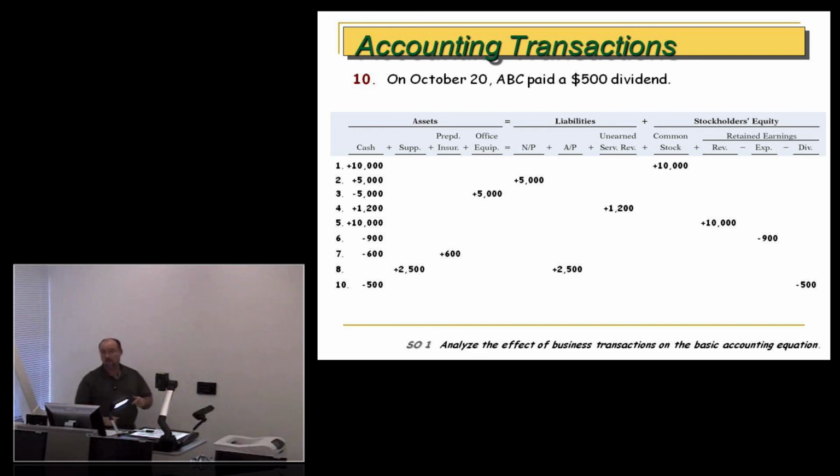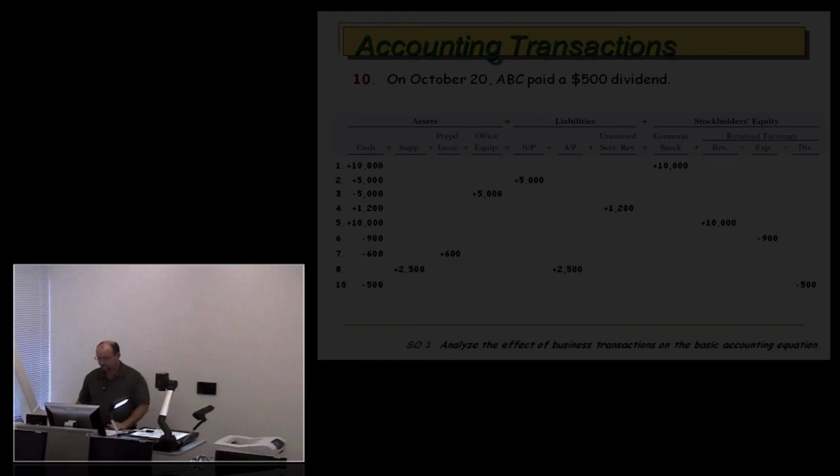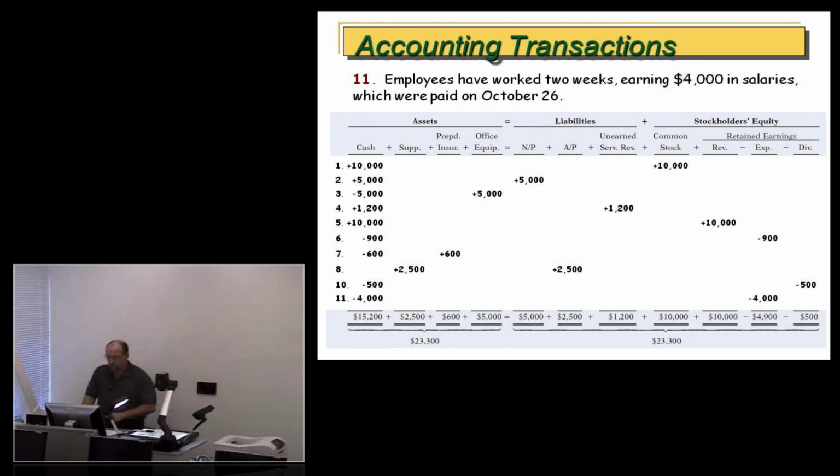Okay, dividends, which are a reduction to retained earnings, reduces stockholders' equity. All right, we have one more transaction here. Employees have worked for 2 weeks, earning $4,000 in salaries, which were paid on October 26th. Okay, so we paid cash, and we record salary or wages expense. Okay, and that's a normal recurring cost of doing business. You have employees, they expect to be paid. Okay, cash went down, $4,000.